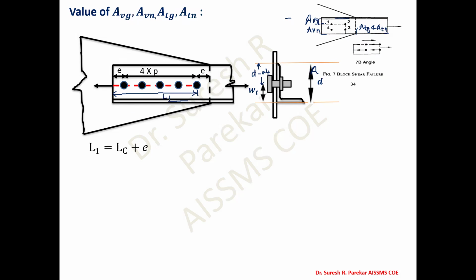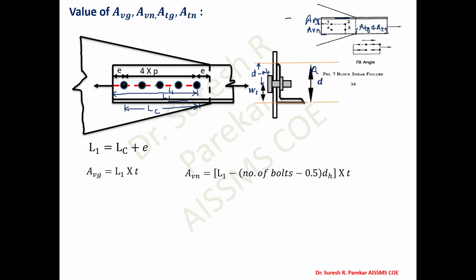So this is my value of L1. So what will be L1 then? L1 is LC, because I have this center to center distance LC, and then I have to add the end distance E, which gives me the value of L1. So I have mentioned over here, this is L1. Once I know L1, L1 into T is AVG. Then AVN is L1 minus number of bolts minus 0.5.